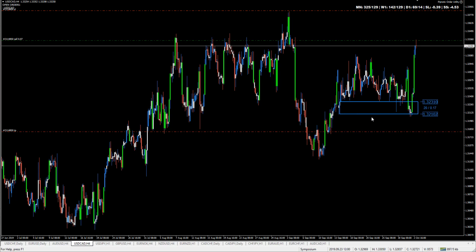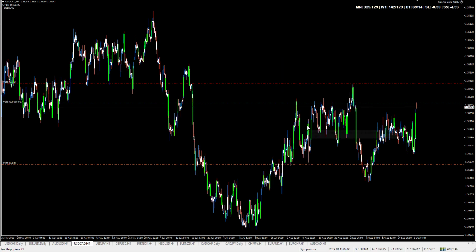But if we look a little bit lower, we need to find these wicks that signify what we're trying to accomplish here. And you can see, let me zoom out, you can see that we have a lot of tests here.